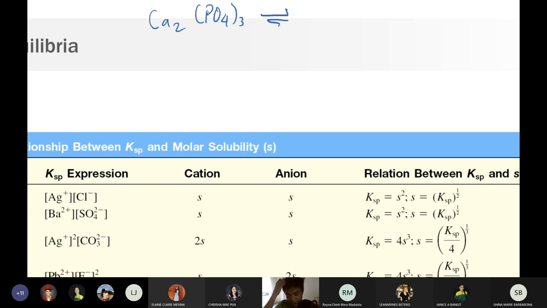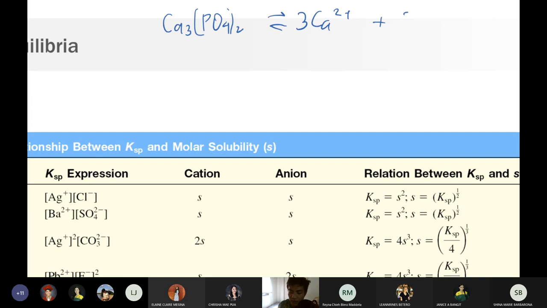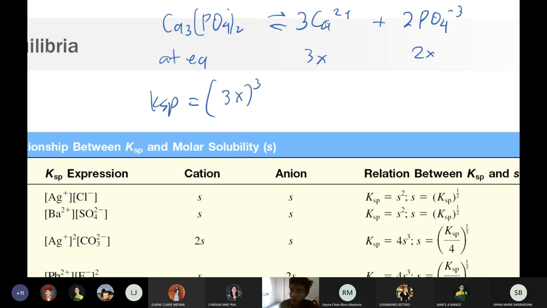Don't worry, hanggang dito lang yun. Hanggang fifth root lang. So, we will produce calcium. Ay, teka lang. Mali yung aking equation. So you will produce Ca2+, tatlong calcium, and then dalawang phosphate ion. At equilibrium, pag ginawa nyo yung ice table, this will be 3x, this will be 2x. If you plug it into Ksp, yung 3x, naka-cube pa yan for calcium kasi may coefficient na 3. Then for phosphate, ganun din, 2x raised to 2.